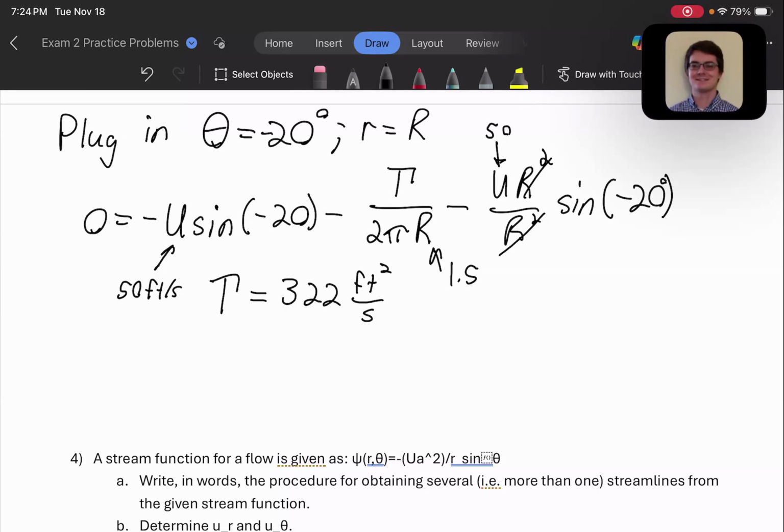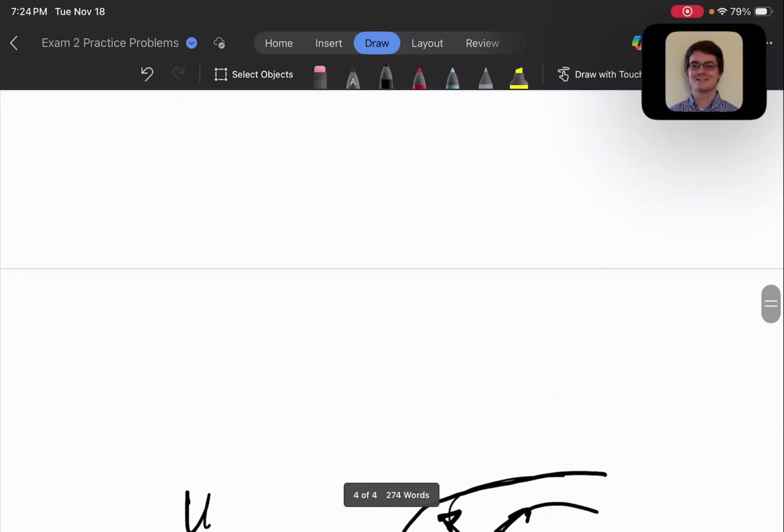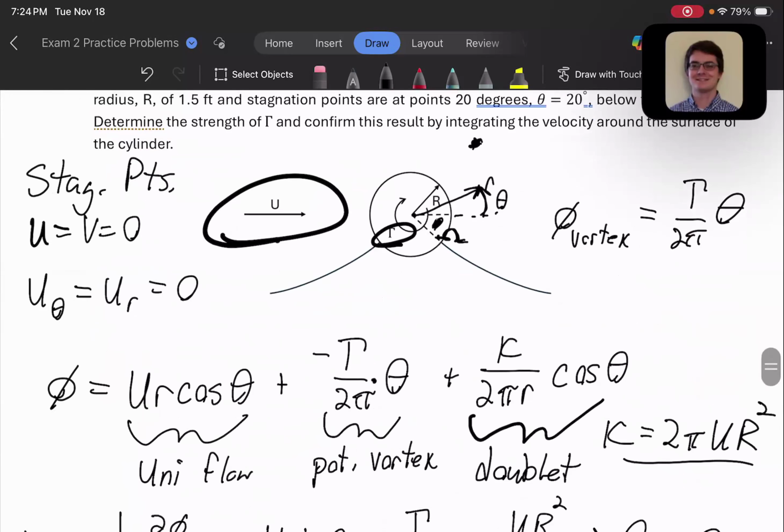Okay, ready to get back to it. We basically defined it with a negative here in the front. So it's spinning that way.